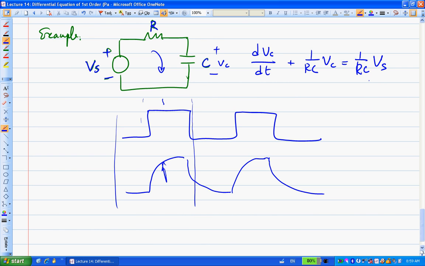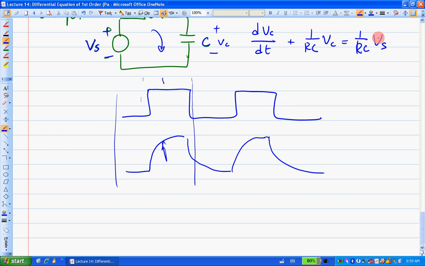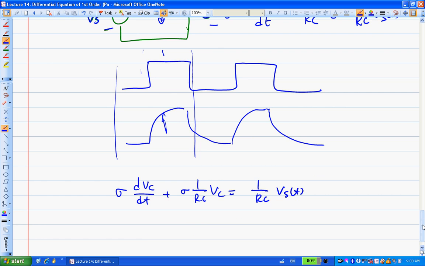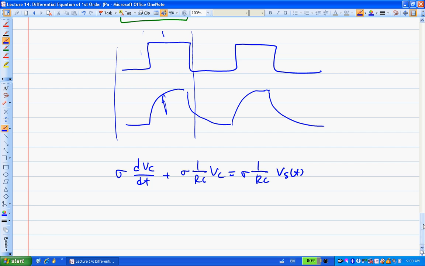But I'm going to derive a general one. I'll leave this Vs as it is, and let's see what kind of response the system has. We're going to use the integrating factor method. This is a linear ODE. So what you do is you multiply by sigma on both sides of this equation. To simplify my writing a little bit, I'm going to let tau equal RC.